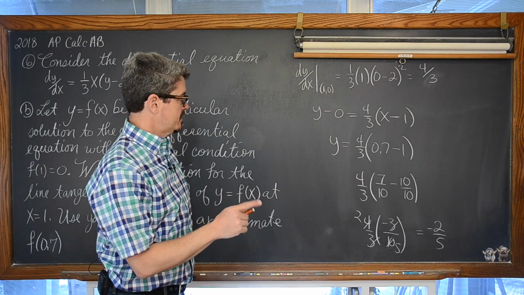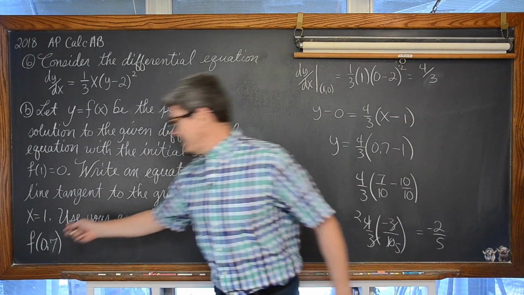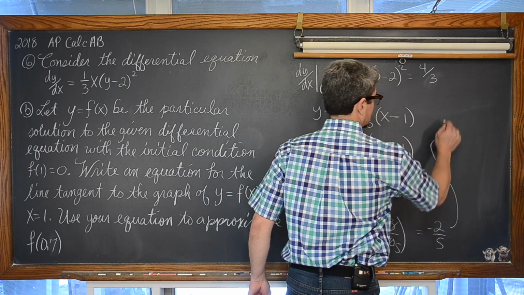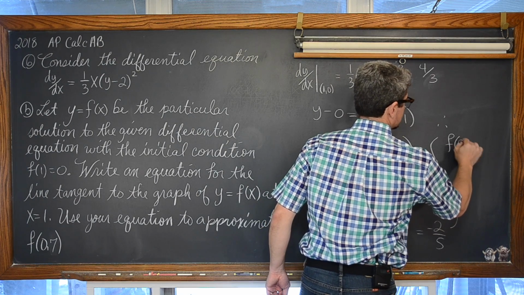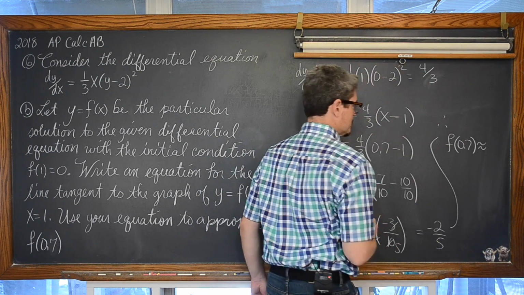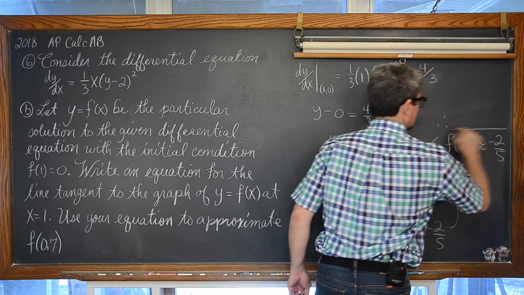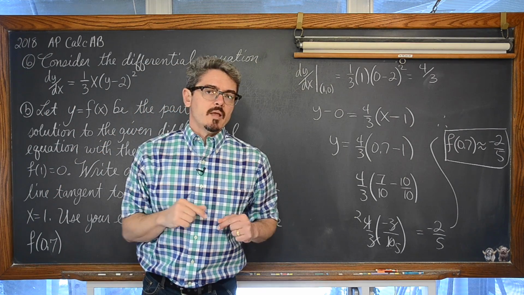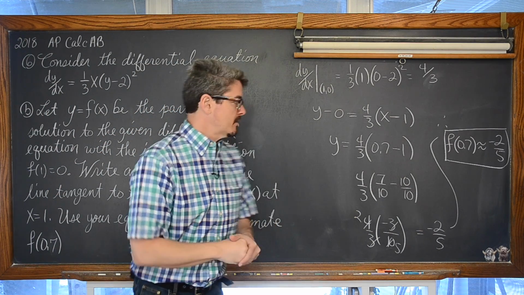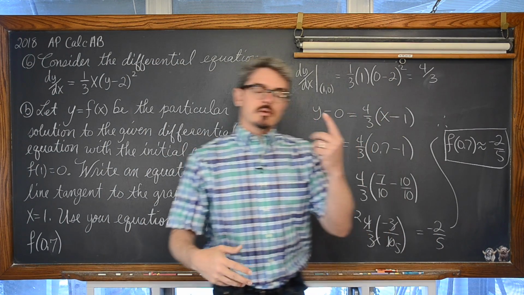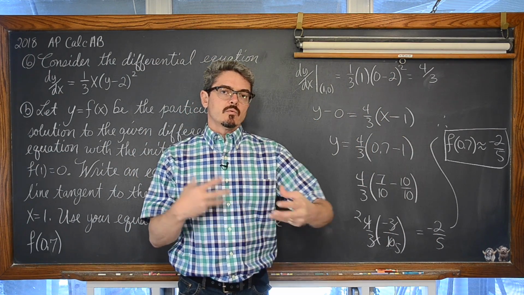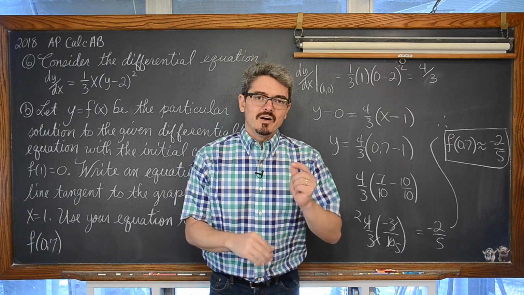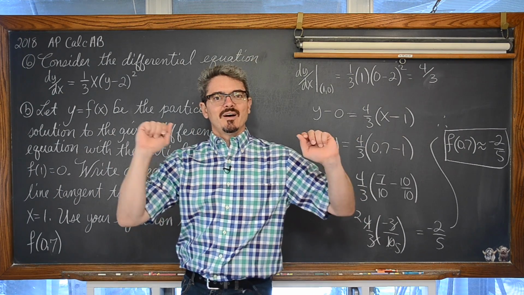And I think it's a good idea, since we're being asked to estimate the value of f of 0.7, to state that f of 0.7 is approximately equal to negative 2/5. And if you want to see how the points are divvied up, find the link to the AP College Board website where you can download the scoring guideline. You can also look at the chief reader comments to find out where students most commonly made their mistakes as they were working out this and all the problems on the AP test. Part C coming up right now.